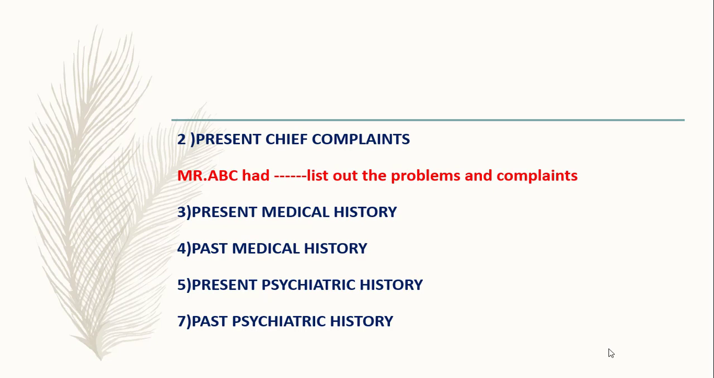The next heading is present medical history. Under present medical history, you have to write the present medical status of the patient, whether the patient is suffering from any physical condition or physical problems and undergoing any kind of treatment. You have to write that specifically under present medical history. And if there is none, you can write no significant history of present medical history.